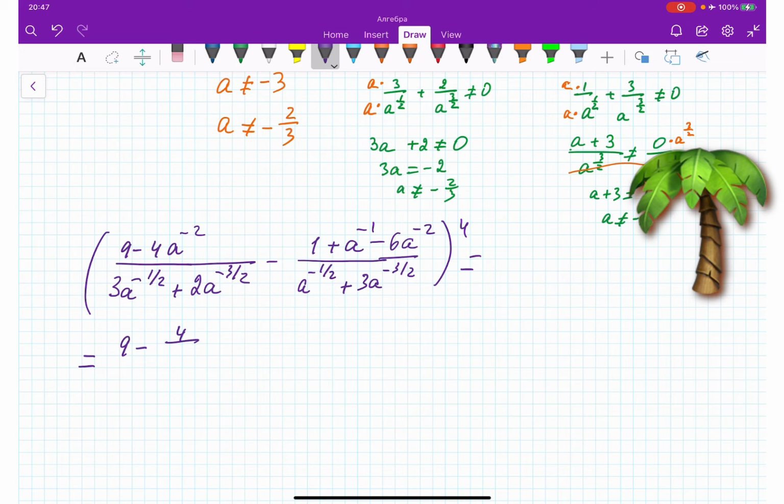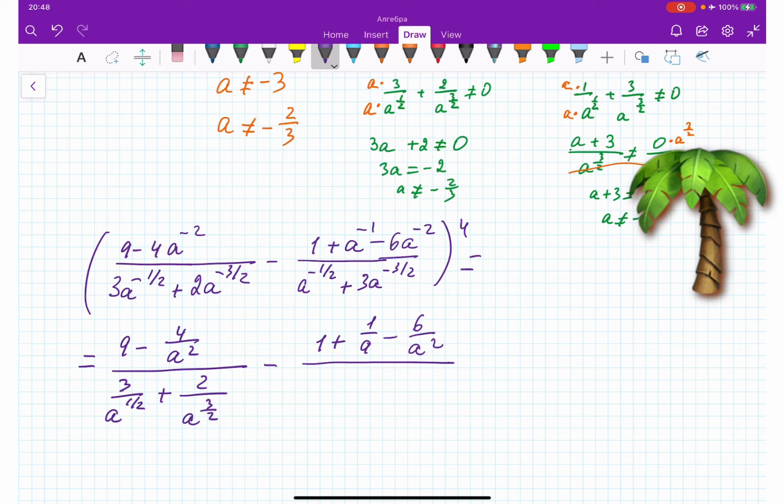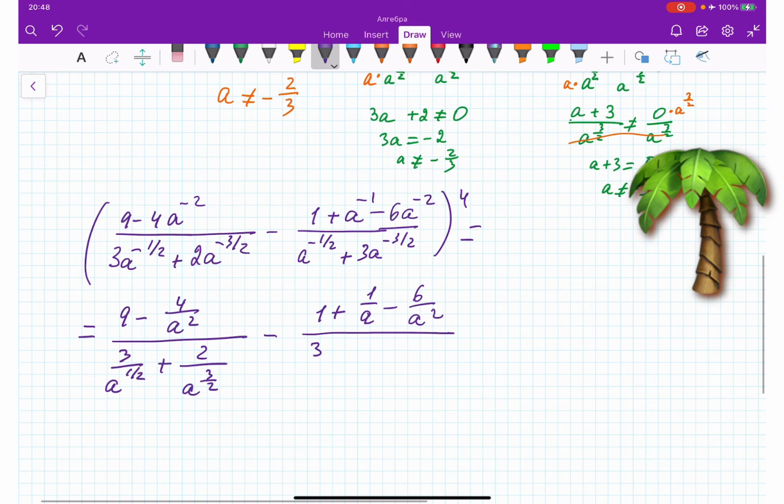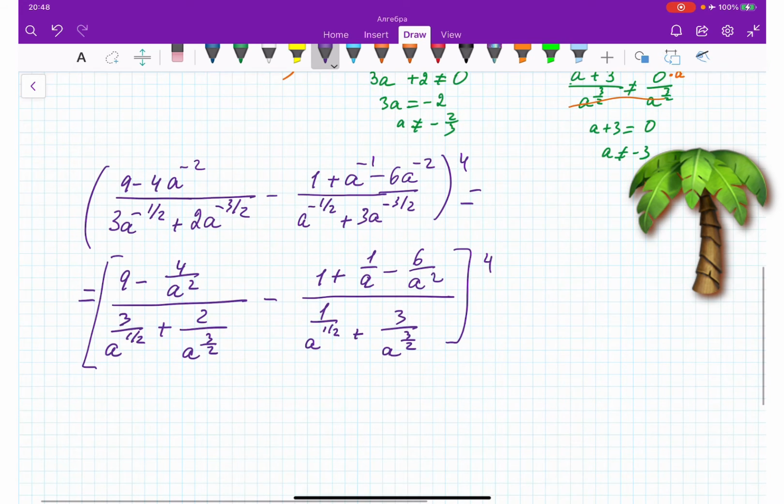So this is going to be equal to: 9 minus 4 over a squared, here I have 3 over a to power 1/2 plus 2 over a to power 3/2, minus, in the denominator, 1 plus 1 over a minus 6 over a squared, in the numerator 1 over a to power 1/2 plus 3 over a to power 3/2. And all this in power 4.